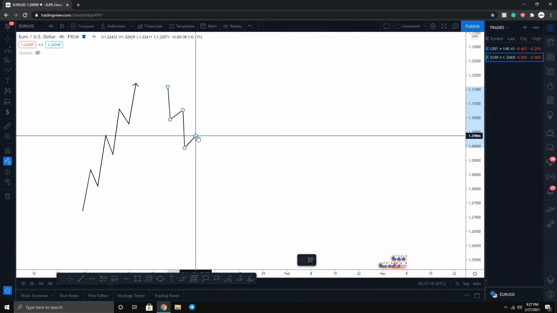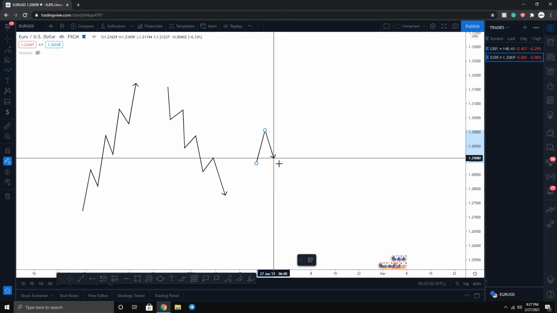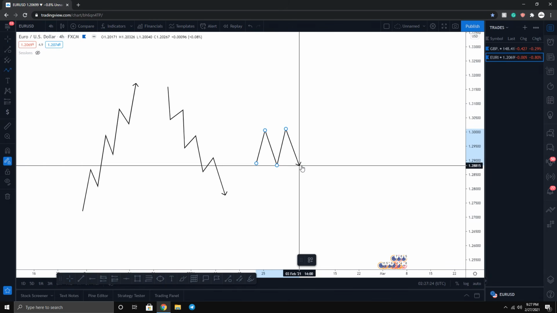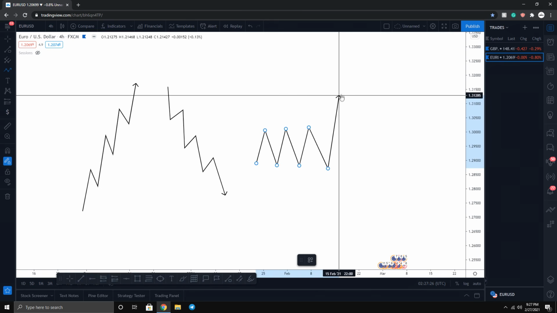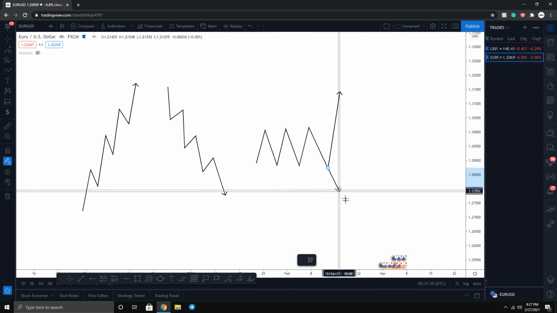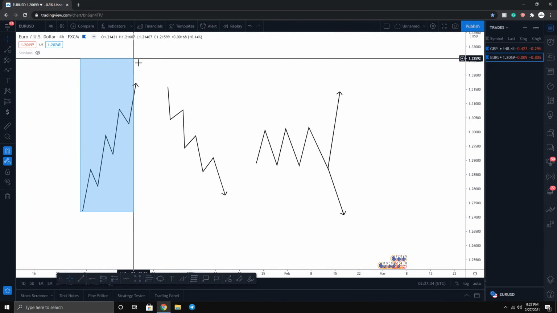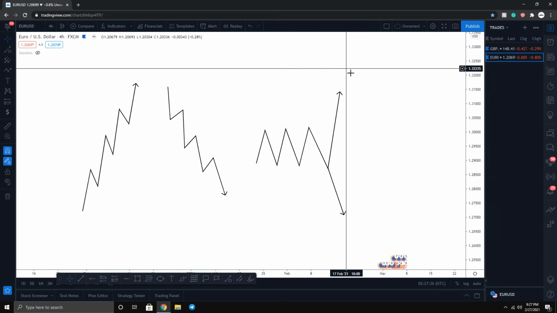So the market can either expand, or the market can manipulate, where it creates that range of people buying support and resistance, and then it stops you out. It stops the sellers out, and then it stops the buyers out, and then it goes its initial direction. So there's expansion, manipulation, and then the stop out.